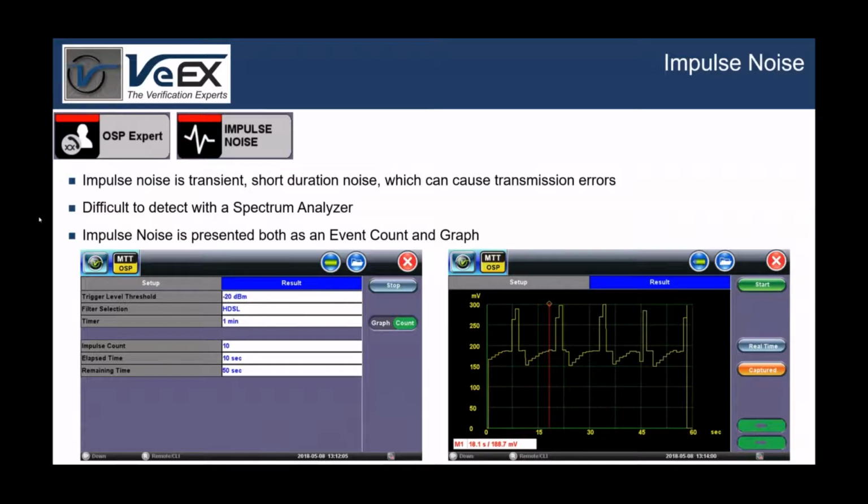Impulse noise is a transient or short duration burst noise that can cause transmission errors, but it's very difficult to detect with a spectrum analyzer. So impulse noise is a time domain based measurement used to detect impulse, and it's presented as an event counter or an event graph.